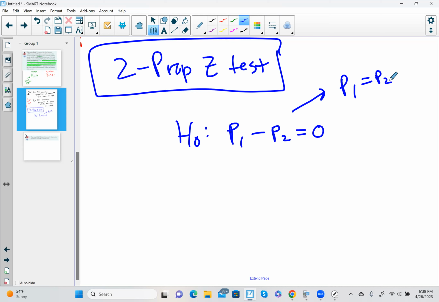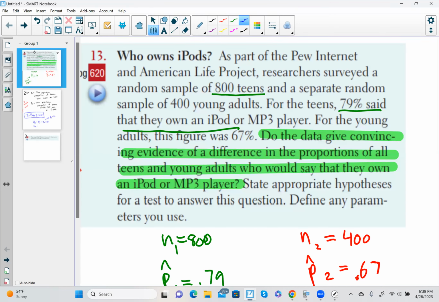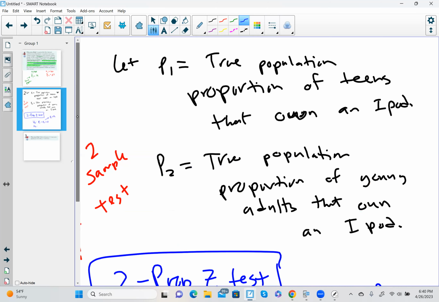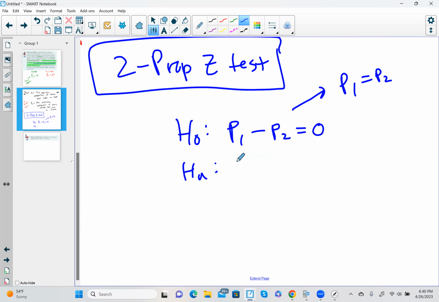We just write it this way. HA, the alternative hypothesis, is going to be whatever the question wants us to answer. So let's take a look and see what they tell us. Do the data give convincing evidence of a difference in the proportions? So the way this question's worded, they're not saying that the teens are more likely to have it than the young adults. They're just stating, is there evidence of a difference? So since there's not a direction for this relationship, we're going to write P1 minus P2 does not equal 0. Okay, so that's what's happening there.